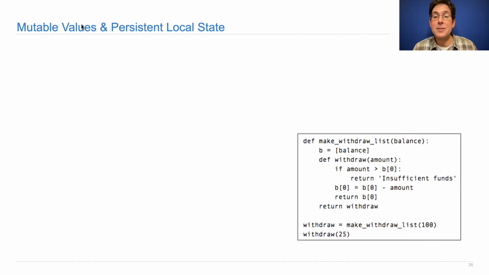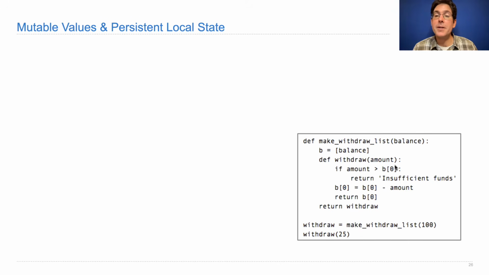Here's the implementation. I define makeWithdrawList, which takes the initial balance, creates a list with the balance contained within it. The contents of B can change because B is a list, and in fact, the contents of B can be changed even from within the body of the withdraw function. As long as a function can refer to this list, it can change it.